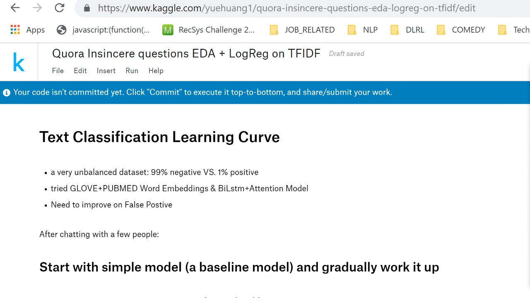So I will try these ideas using the Kaggle Quora Insincere Questions dataset. A lot of people have tried various methods on this dataset in the kernels, and it's very helpful and beneficial to actually read them, which I learned a lot from myself as well. And another reason why I chose this dataset is because it's also an unbalanced dataset.